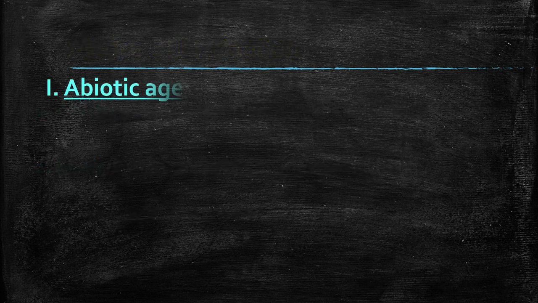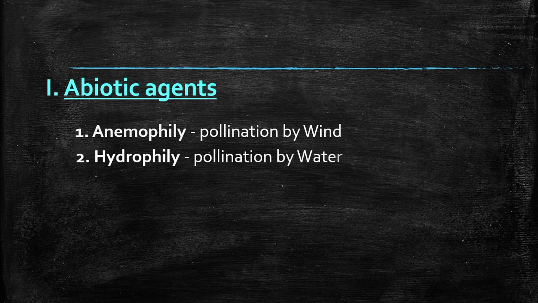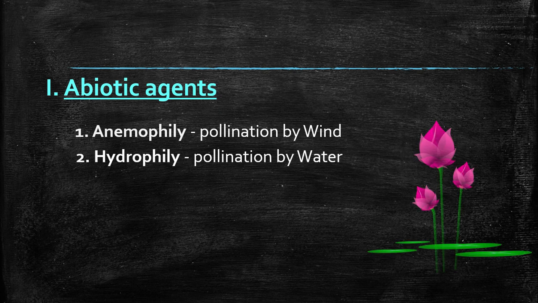When we talk about abiotic agents, there are two types. One is anemophily, that is pollination by wind. Another is hydrophily, pollination by water. Next, biotic agents, that is zoophily.